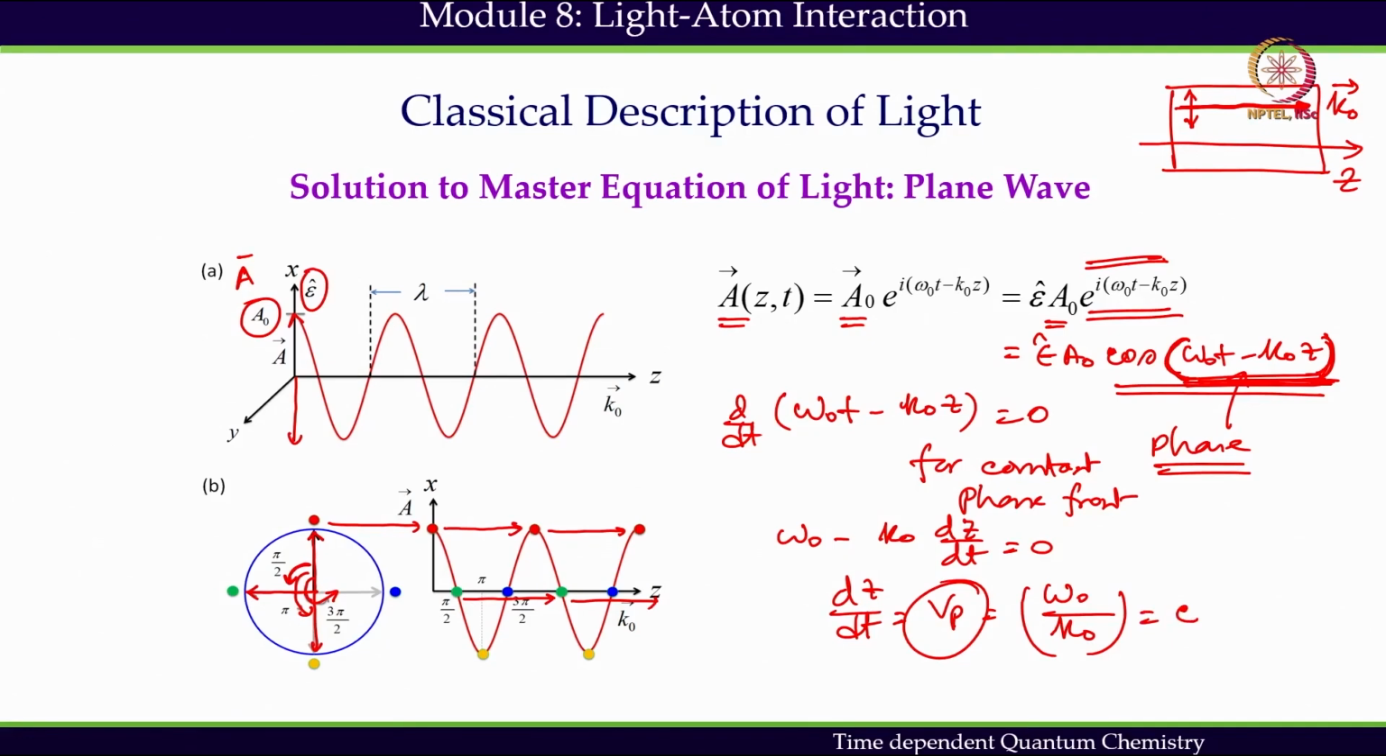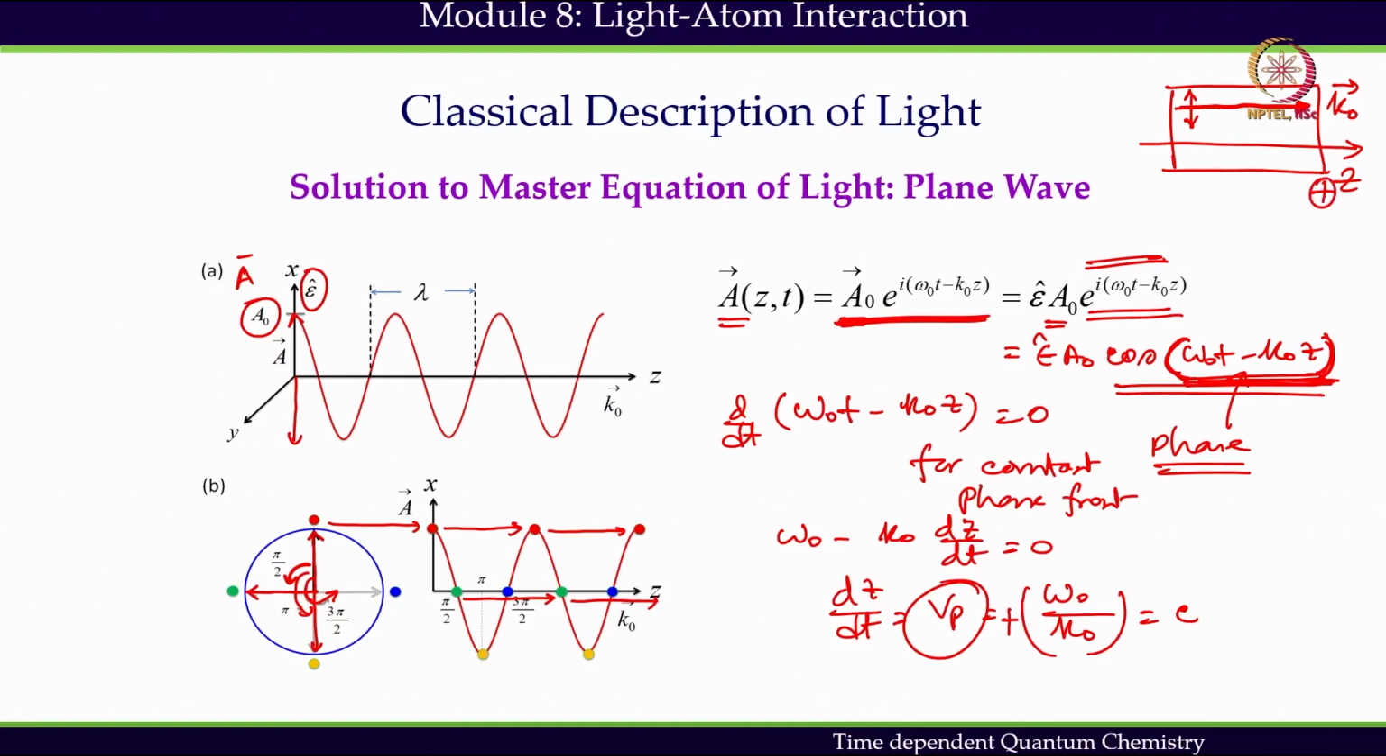This phase velocity is going to be the c in vacuum. Also, we see that this phase velocity is positive, which means that this equation is representing the light propagating along the positive z direction, increasing this z direction.